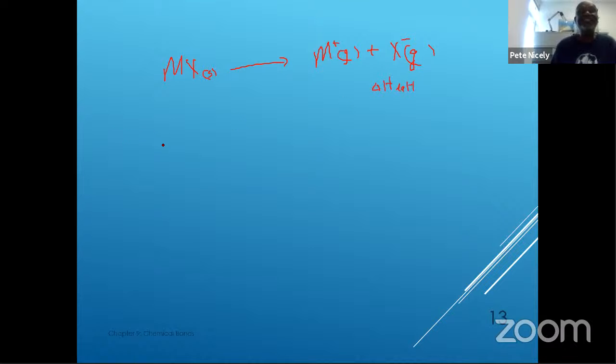In other textbooks, it's the other way around: M+ gas plus X- gas gives MX. Now, in your textbook, if I'm not mistaken, the latter one is the definition that is used. All right, so what we're going to do is, in fact, actually, I think it's the first one.